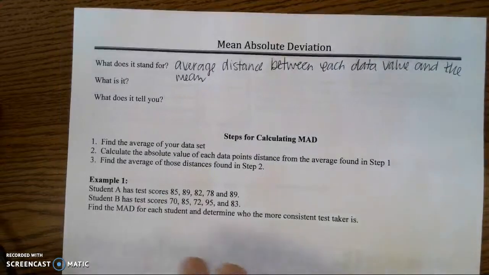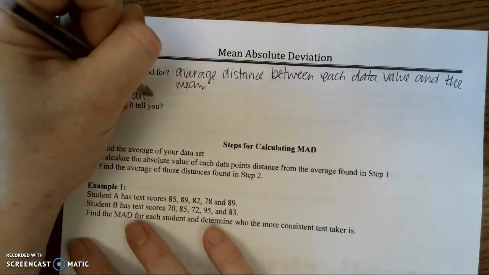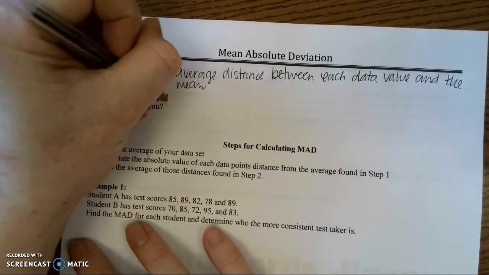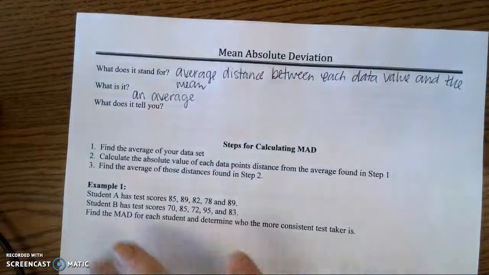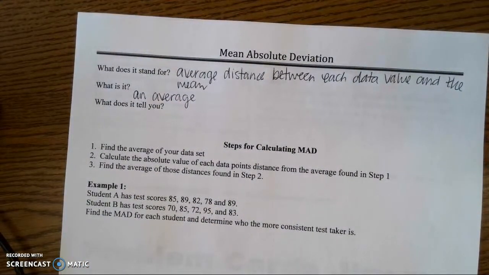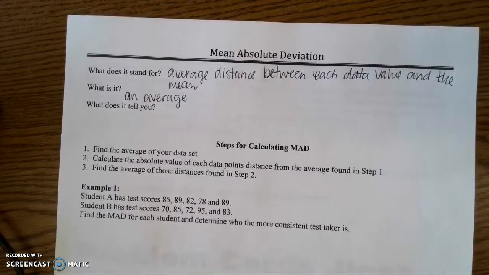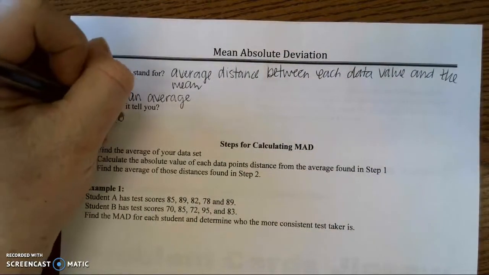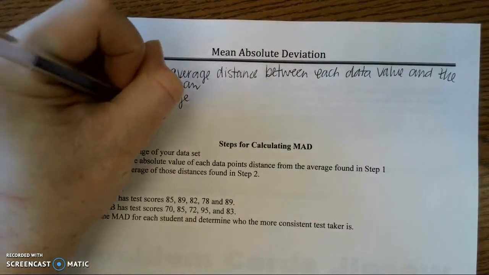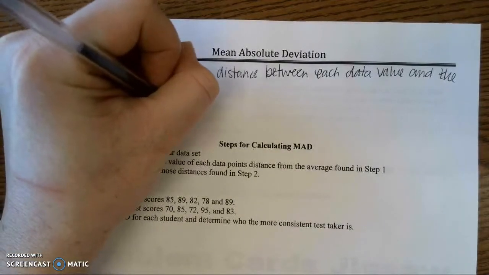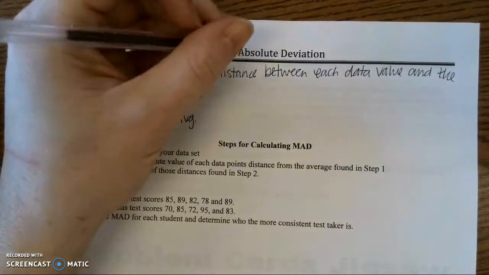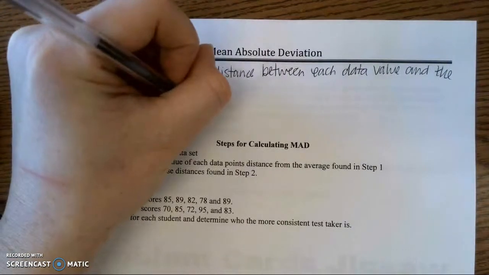Okay, so what is it? It's just an average. So we're going to calculate it in the same way that we would calculate the mean. There are a couple extra steps. And then what does it tell you? It tells you how far on average all values are from the middle.